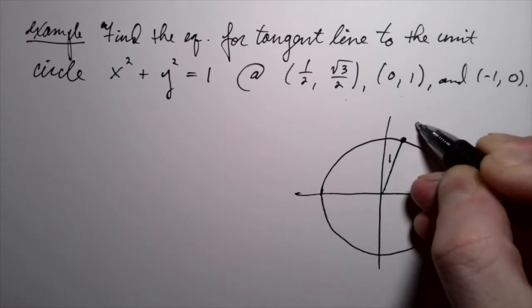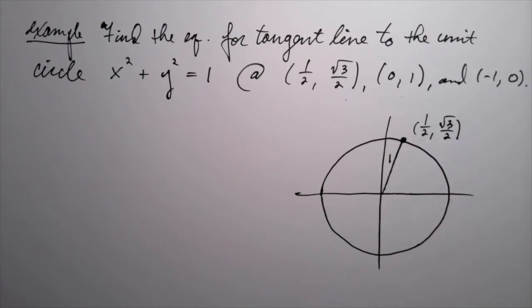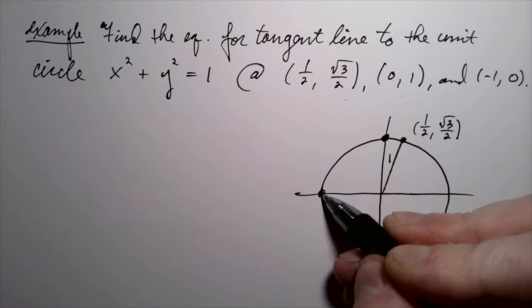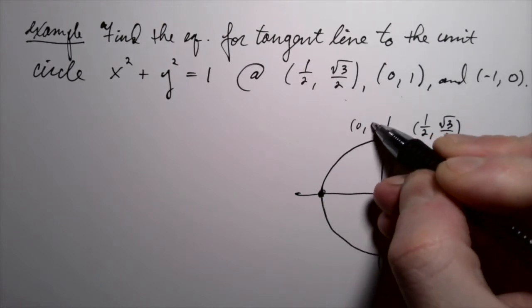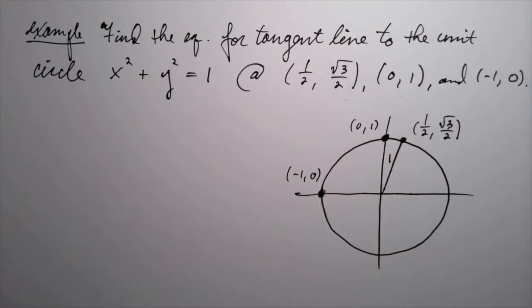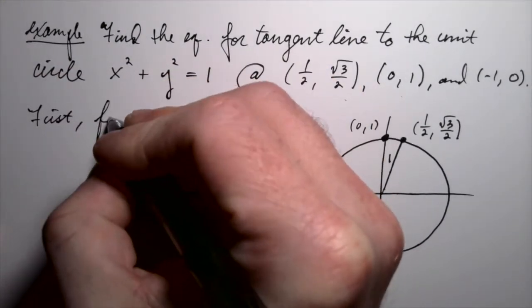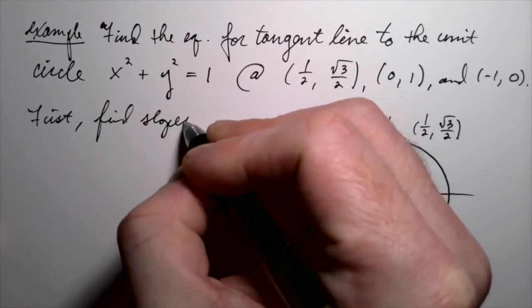Alright, so what are the points where we're going to find the tangent line? Here's the first one, 1/2, root 3 over 2. And then we also have to look at 0, 1. That'll be up here at the top. And then down here at minus 1, 0. So those are the 3 points of interest. Now to find the equation for those tangent lines, we're going to need to find the slope of the tangent line at those 3 points. So first, let's find the slopes.